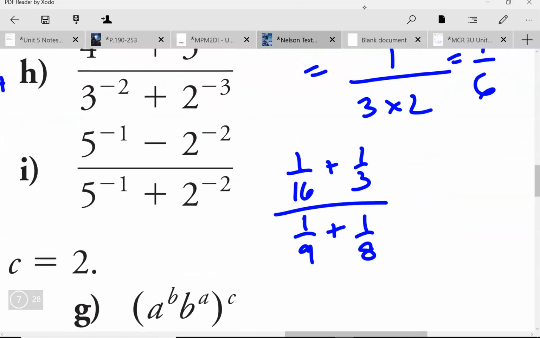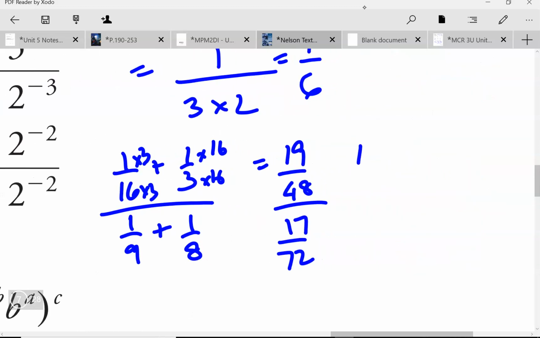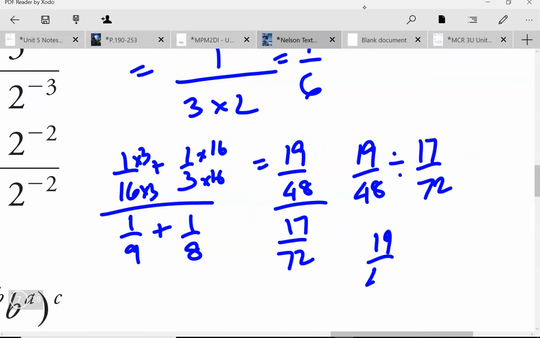And just simplify this accordingly, like times 16, this is a pain, times 3 times 3 times 16, which is like 19 over 48 divided by 17 over 72, I think. And then I'm going to write this as 19 over 48 divided by 17 over 72, because I can change that easily to 19 over 48 times 72 over 17. I think this cross cancels by 12, actually by 24 maybe even.